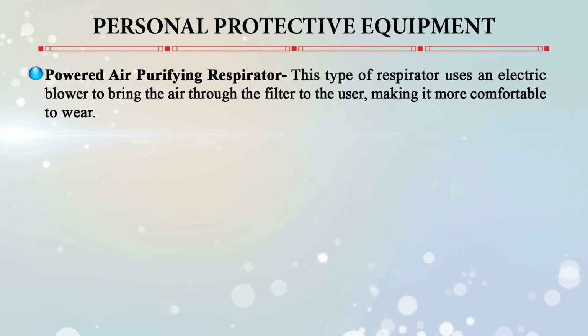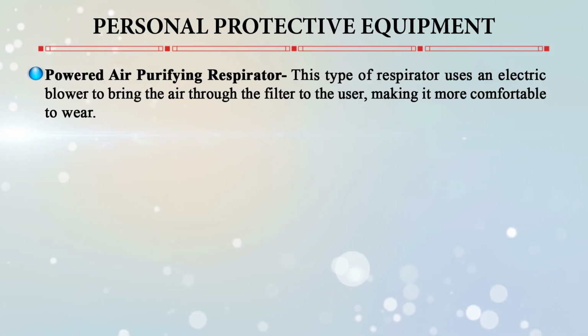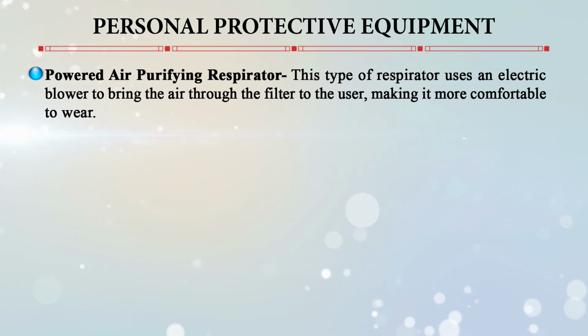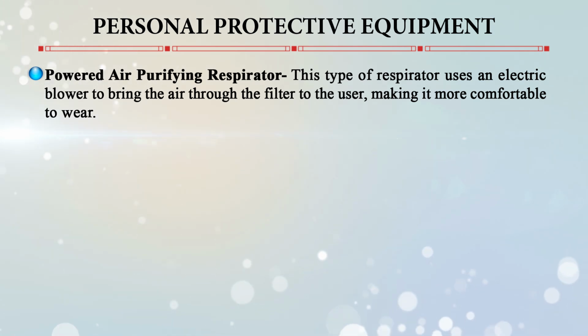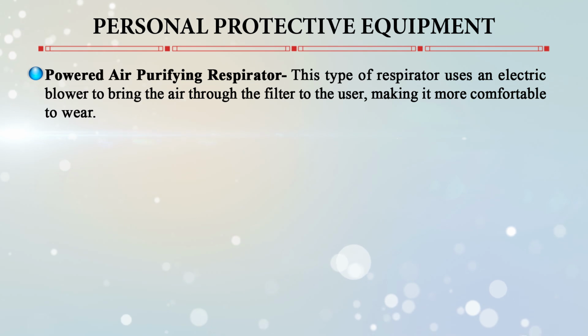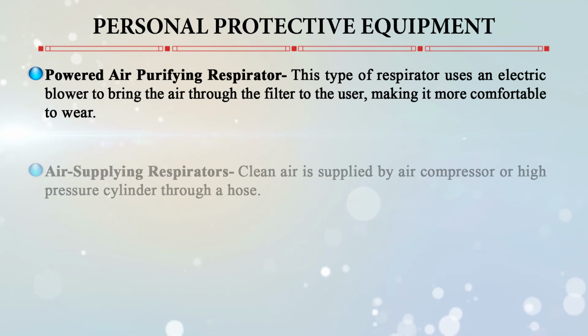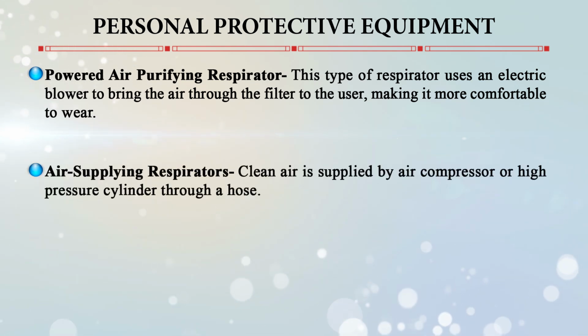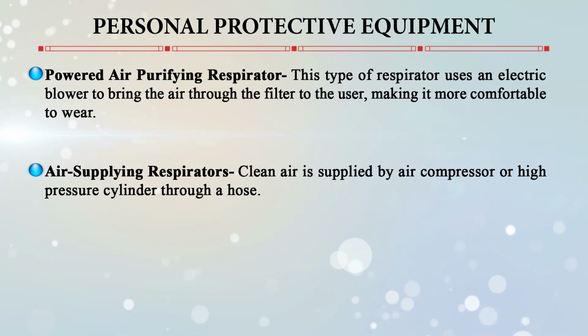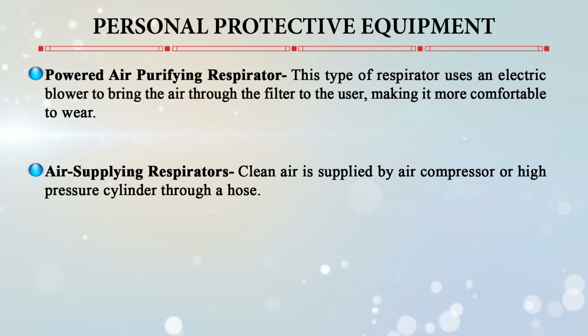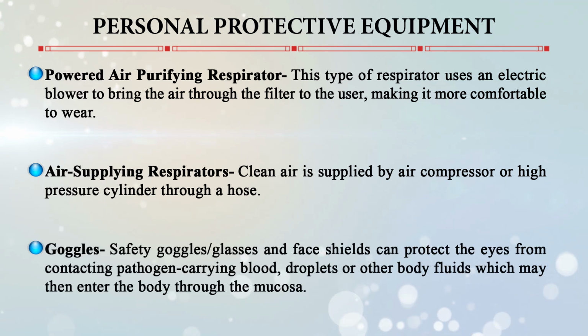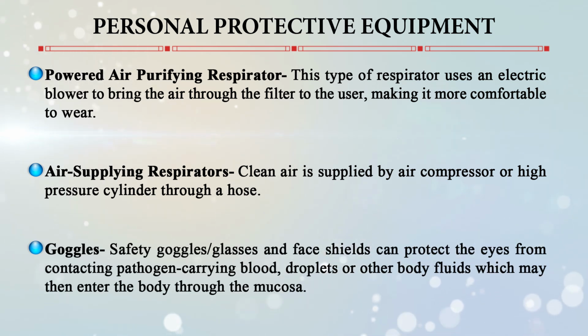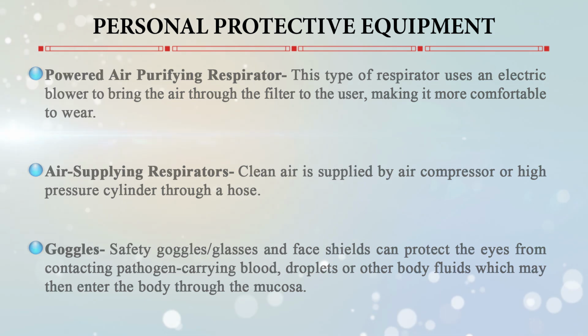Powered air purifying respirator. This type of respirator uses an electric blower to bring the air through the filter to the user, making it more comfortable to wear. Air supplying respirators. Here clean air is supplied by an air compressor or high pressure cylinder through a hose. Goggles. Safety goggles, glasses and face shields can protect the eyes from contact with pathogen-carrying blood, blood droplets or other body fluid, which may then enter through the mucosa.